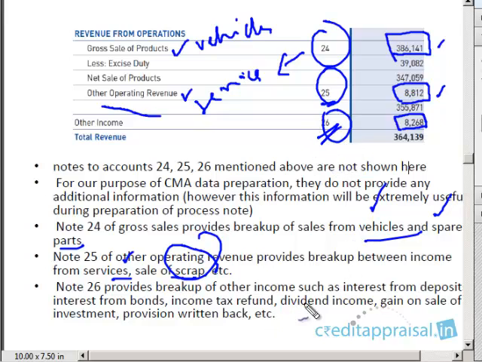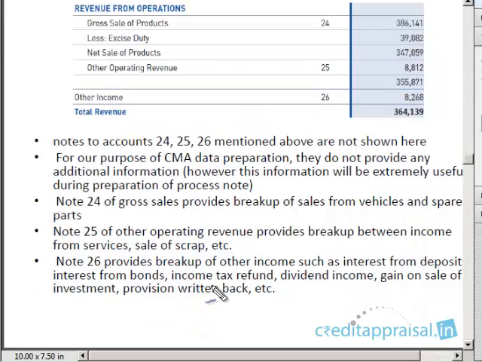So for this company we have interest from bonds, income tax refund, dividend income, gain on sale of investment, provision return back, and all these items. Now that we have seen what Maruti Suzuki's P&L looks like, we'll see where each item goes into the CMA data. So gross sales obviously goes to the gross sales, right?